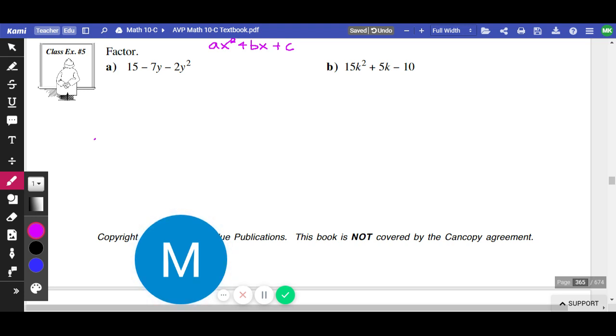So I would rewrite this question to be -2y squared minus 7y plus 15. I'm just reordering it to be in the proper trinomial form I'm used to. Awesome. That question can't be factored right now because there's an issue we haven't talked about.